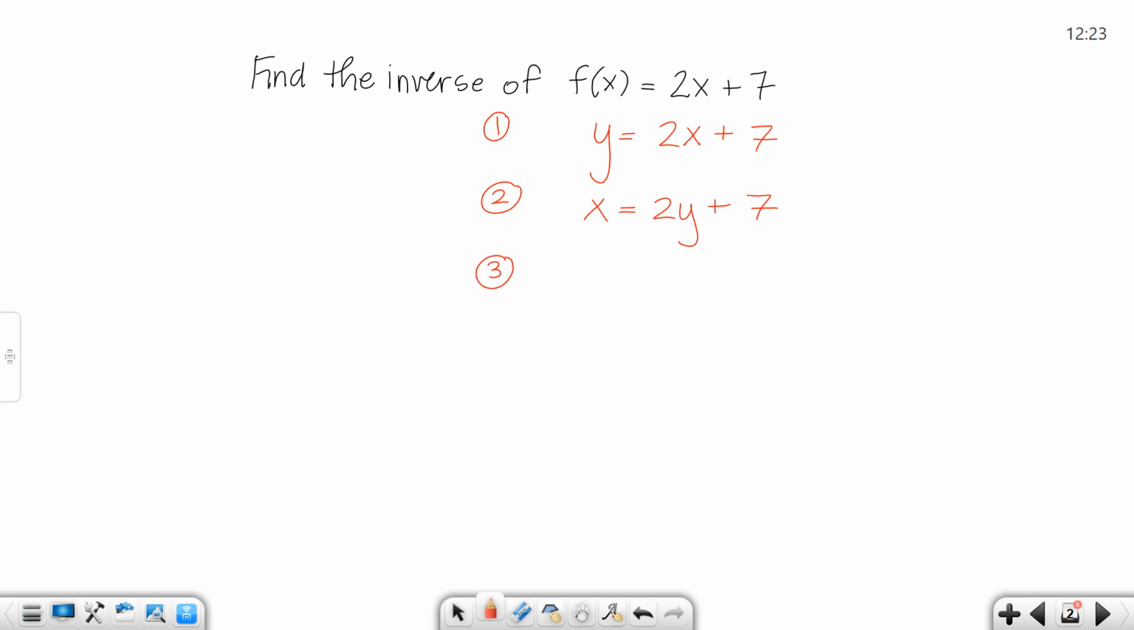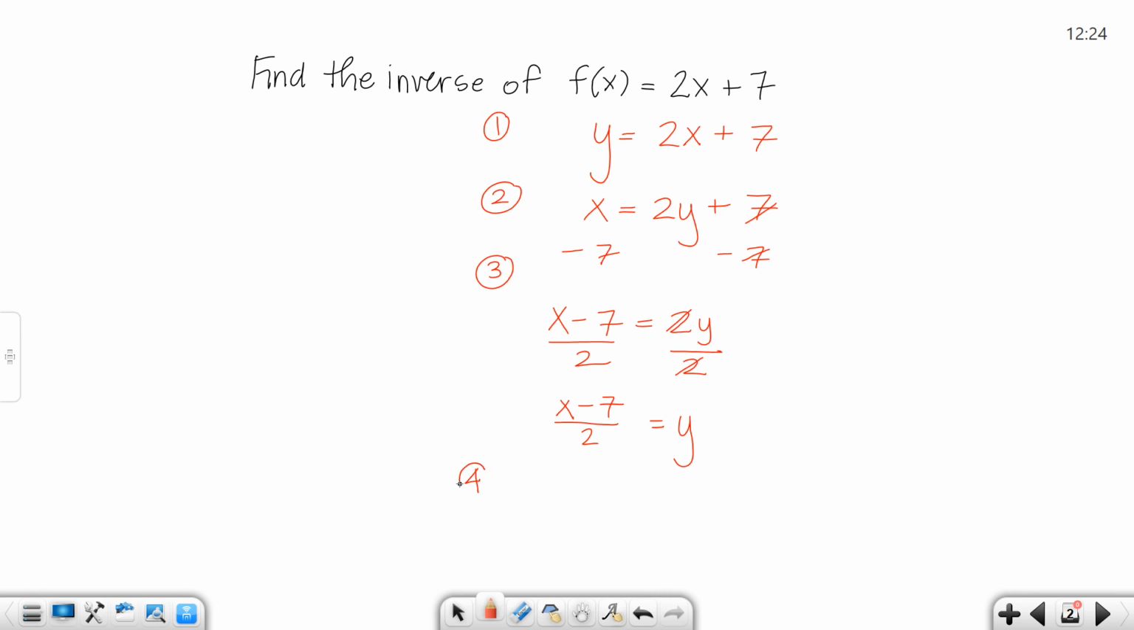Step 3 is where the bulk of your work comes in. When you're solving this one, you want to get y by itself. So to get y by itself, you have to move the 7 and move the 2. To move the 7, I would subtract 7 from both sides. To move the 2, I would divide by 2 on both sides. And y would equal x minus 7 over 2. At this point, I have y all by itself.